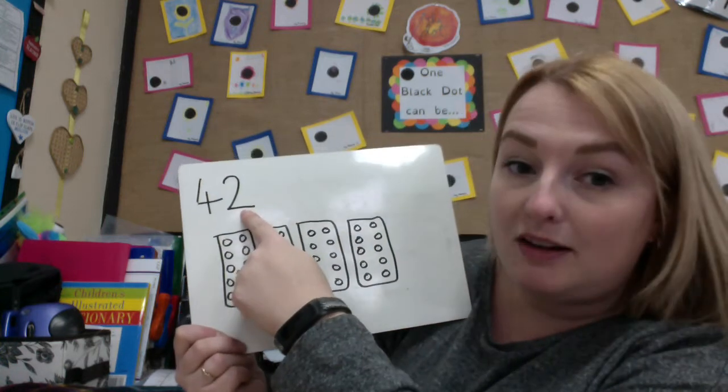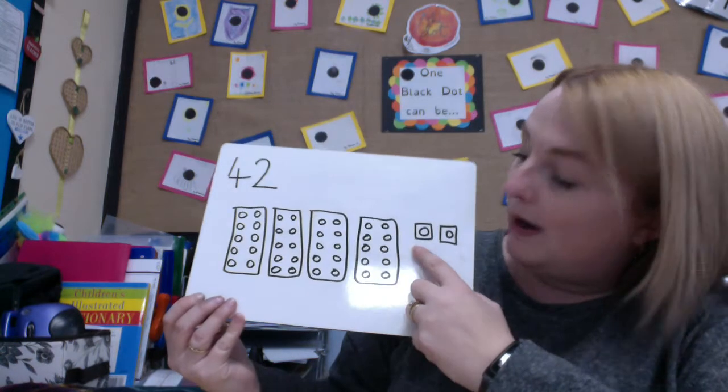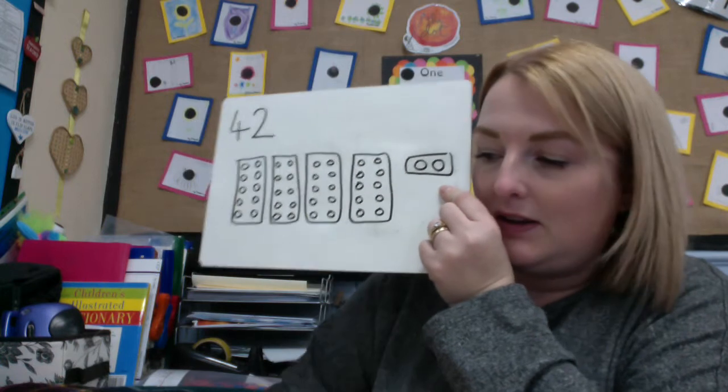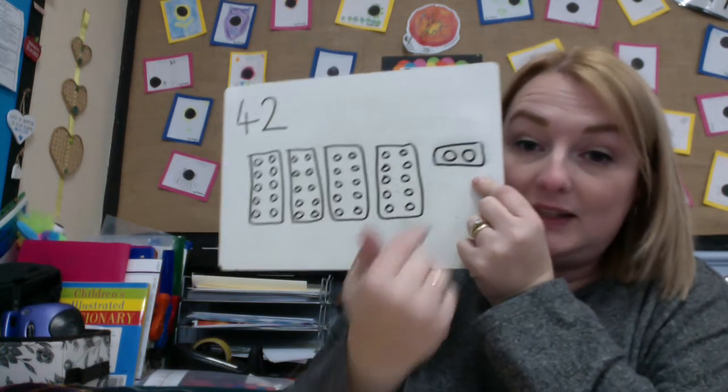Now in my ones column, I've got 2 ones. Now there's 2 ways I could do this. I could do 2 individual ones, so 2 of these, 1, 2, or I could draw the Numicon 2. So that is the number 42 in Numicon.